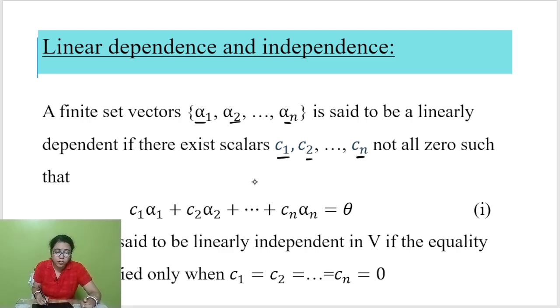Then this set is called a linearly dependent set. Whereas if this linear combination becomes the 0 vector only when all the scalars C1, C2, up to Cn are 0, then the set of vectors alpha 1, alpha 2, up to alpha n is said to be a linearly independent set of vectors. Now we'll check this mathematical definition against the earlier vectors we have considered.